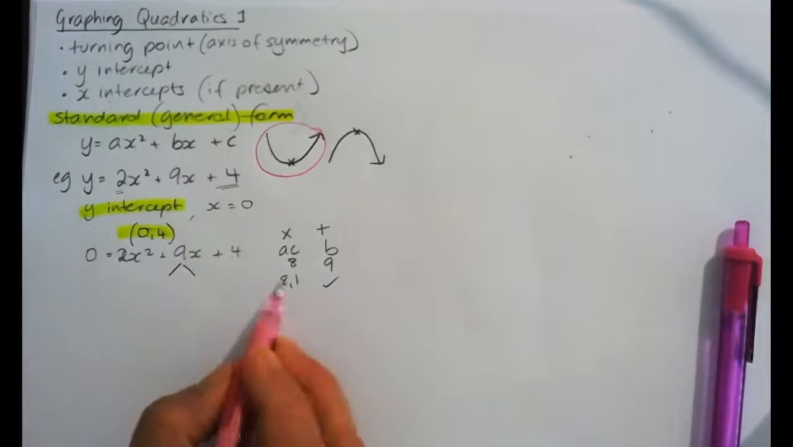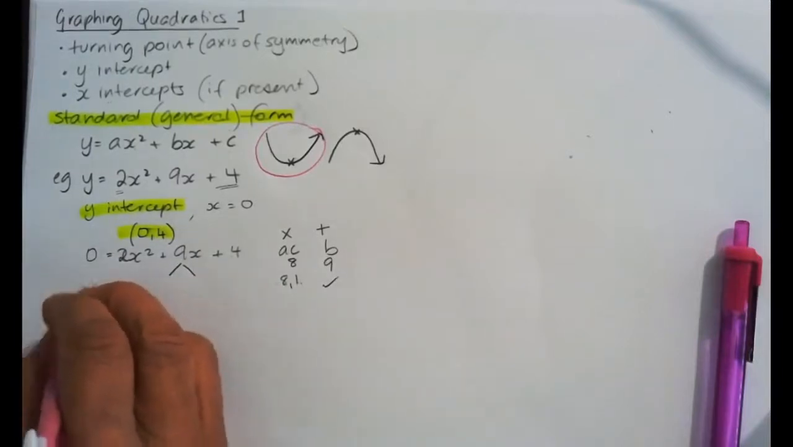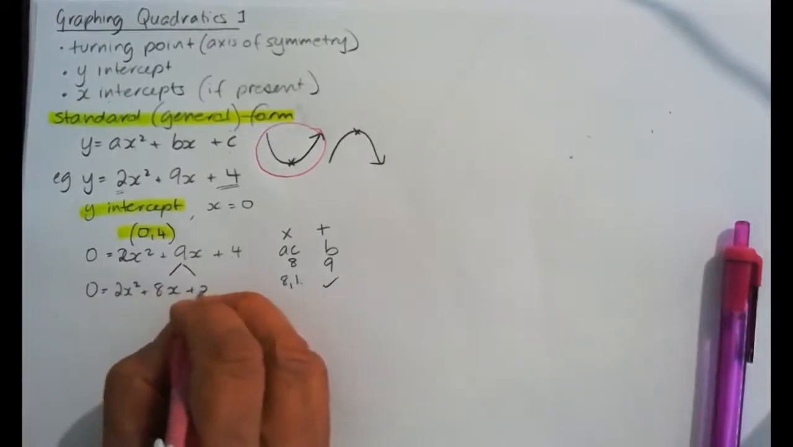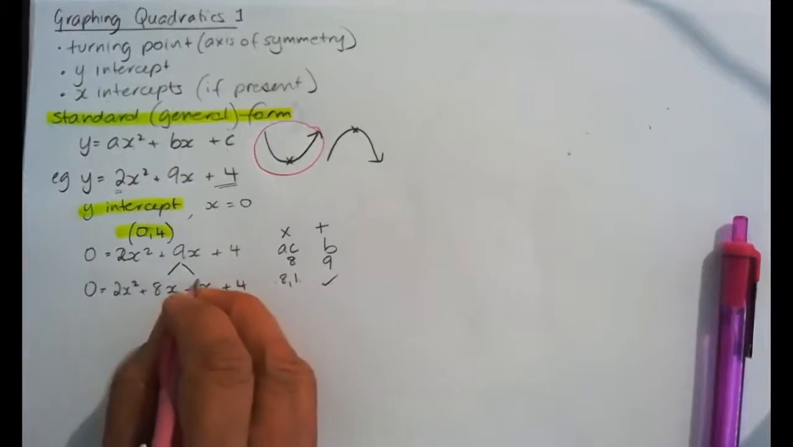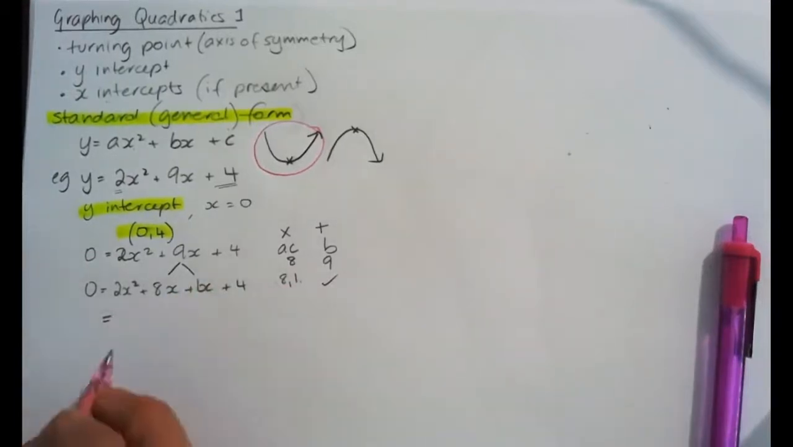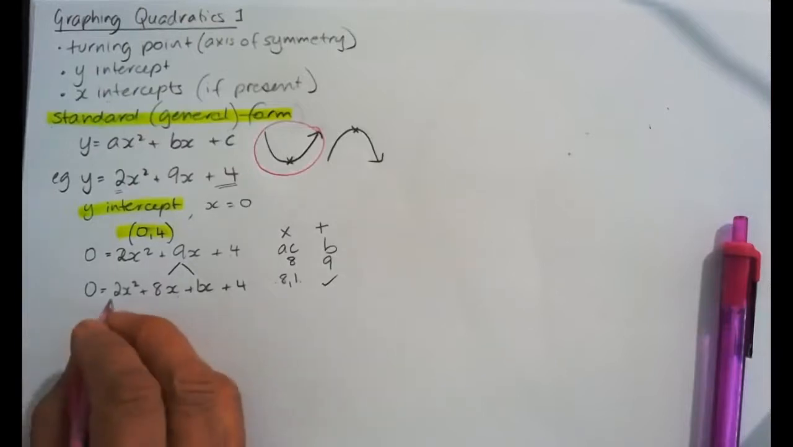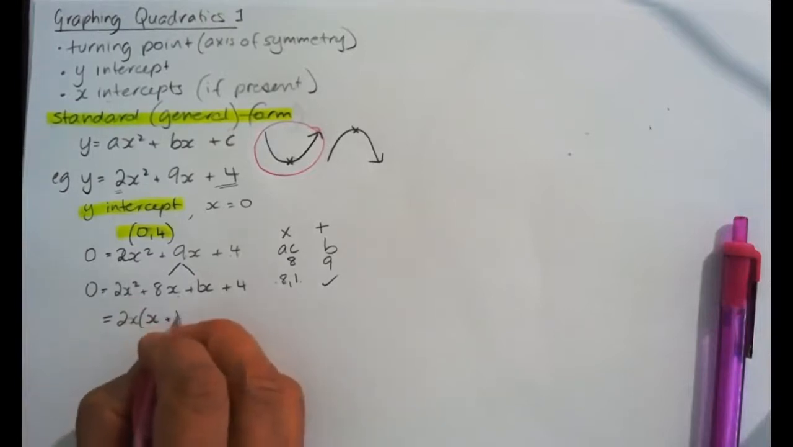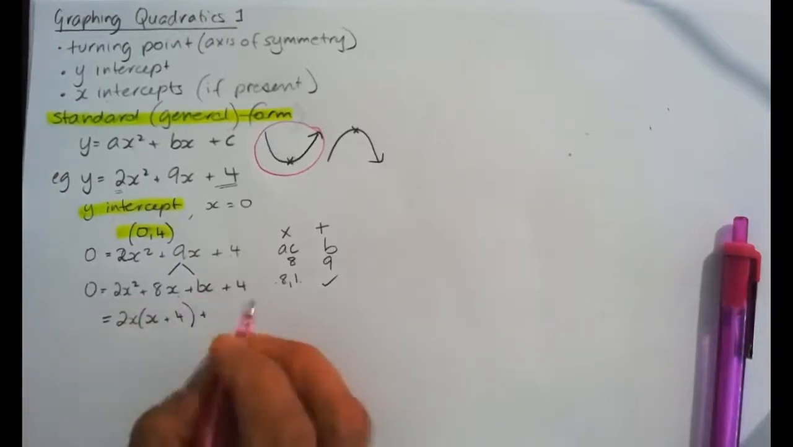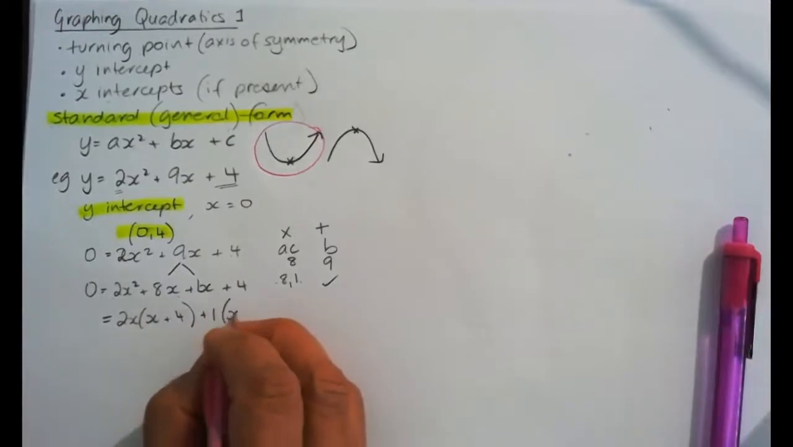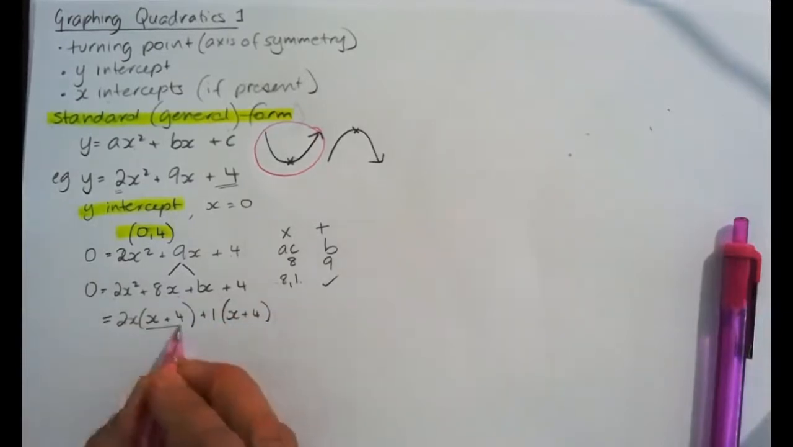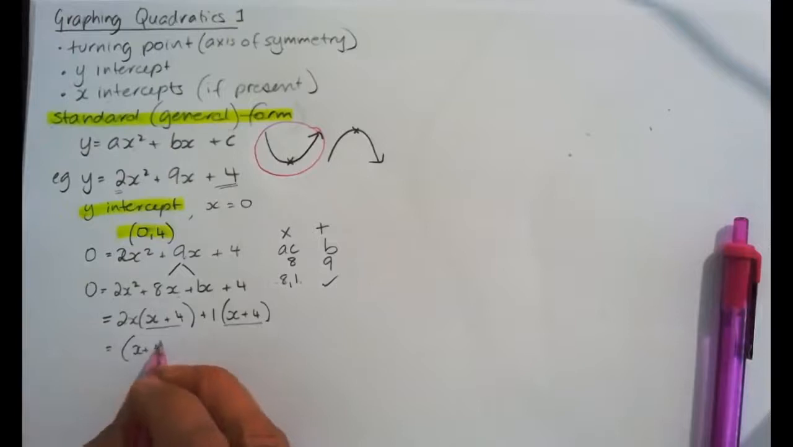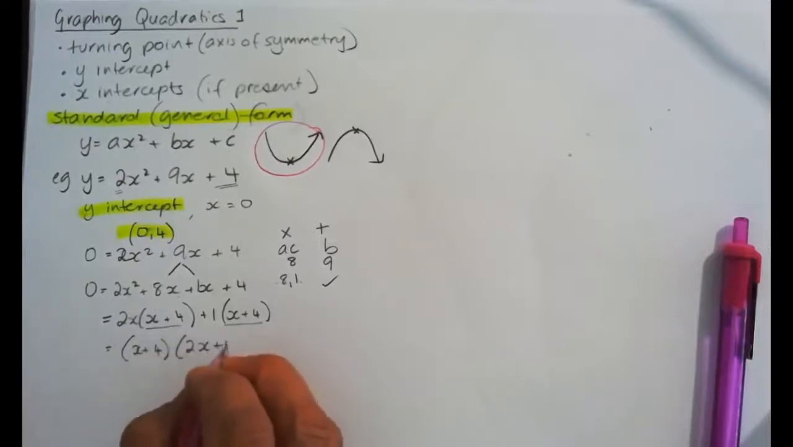So my middle term I'm going to split up using those values. So I've got 0 equals 2x squared plus 8x plus x plus 4. Now I'm going to factorise my first pair. So my common factor is going to be 2x. Take that out, I get left with x plus 4. And here my common factor is going to be 1. So if I divide both terms by 1, I get left with x plus 4. Now x plus 4 is my common term. So if I divide both terms by x plus 4, I get left with 2x plus 1.